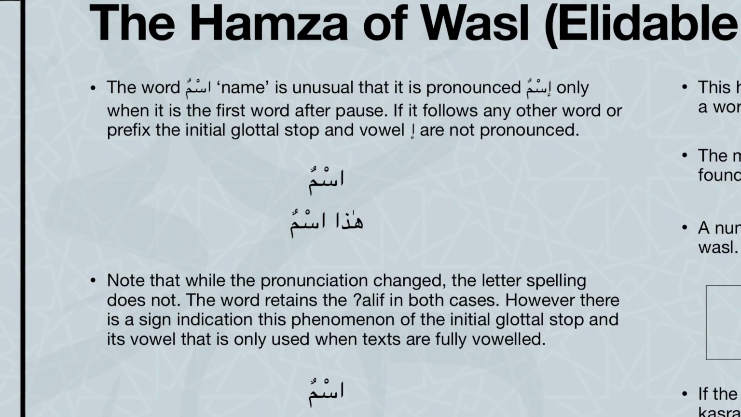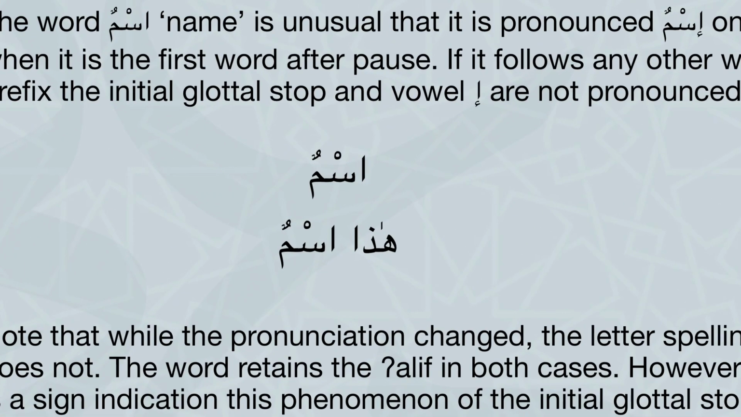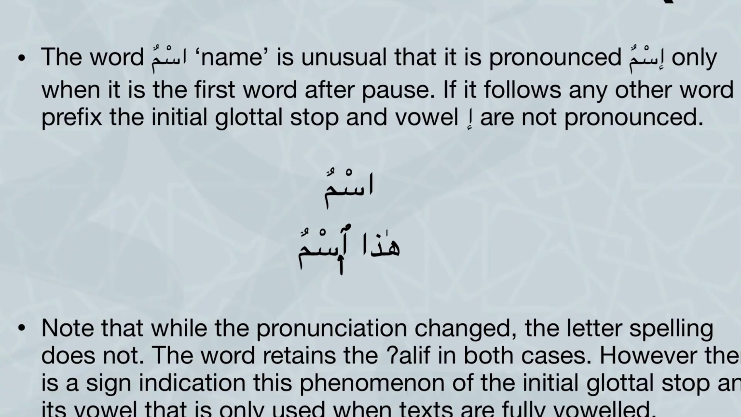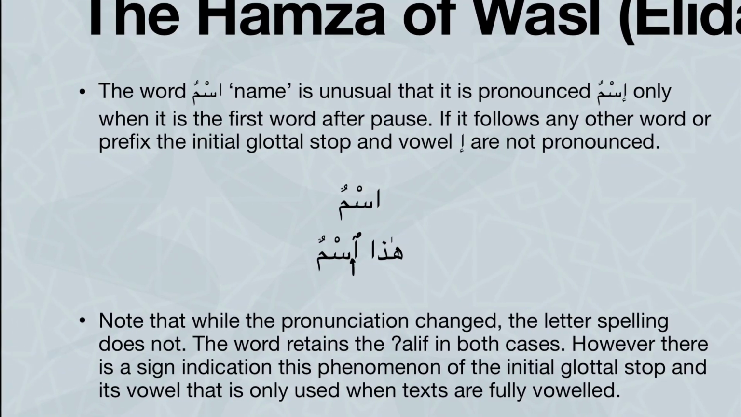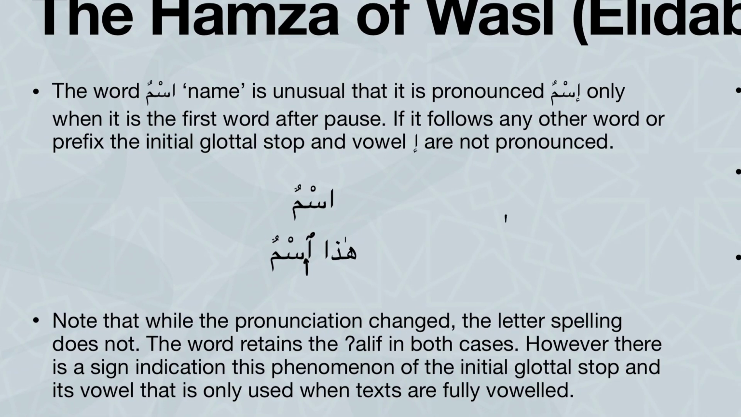Now in the Quran, you might find this with a little sad on top, like this. And this indicates it is a wasla, that you don't pronounce this if it's in the middle of speech. And that's why we call it Hamzat Wasl. The complete counterpart, or the complete contrast of it, is called Hamzat Qata', as in the name Ahmad.